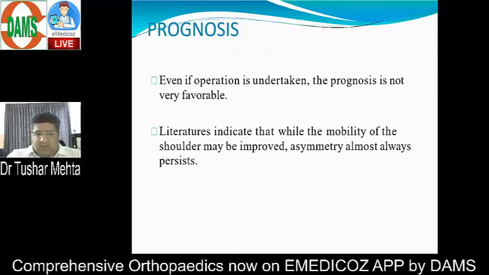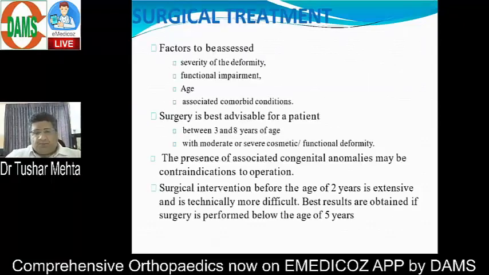So what I would say is that mobility might increase. Maybe it can come down to this. Maybe it can come up to this. But still, some sort of asymmetry will be there. What are the factors to be assessed before performing surgery? The first thing and most important is the severity. That how severe is the problem?